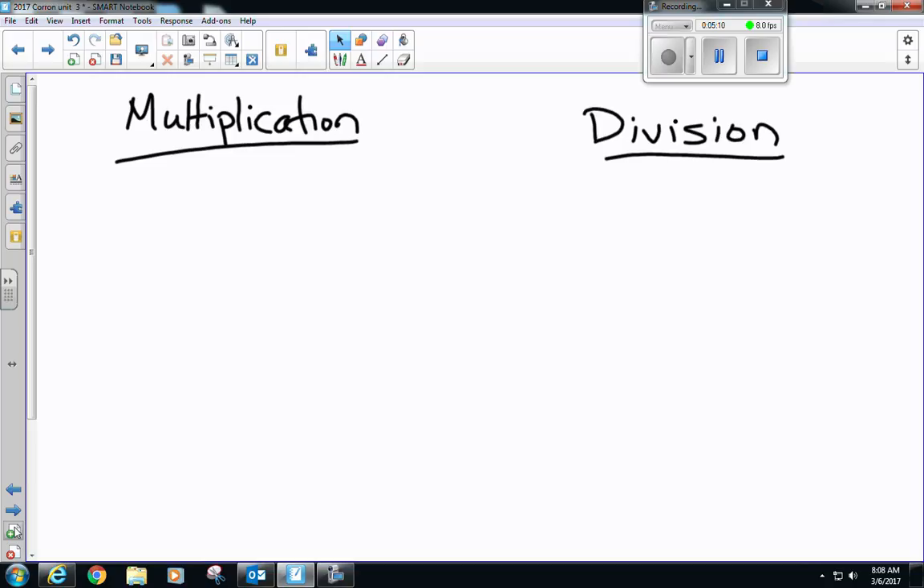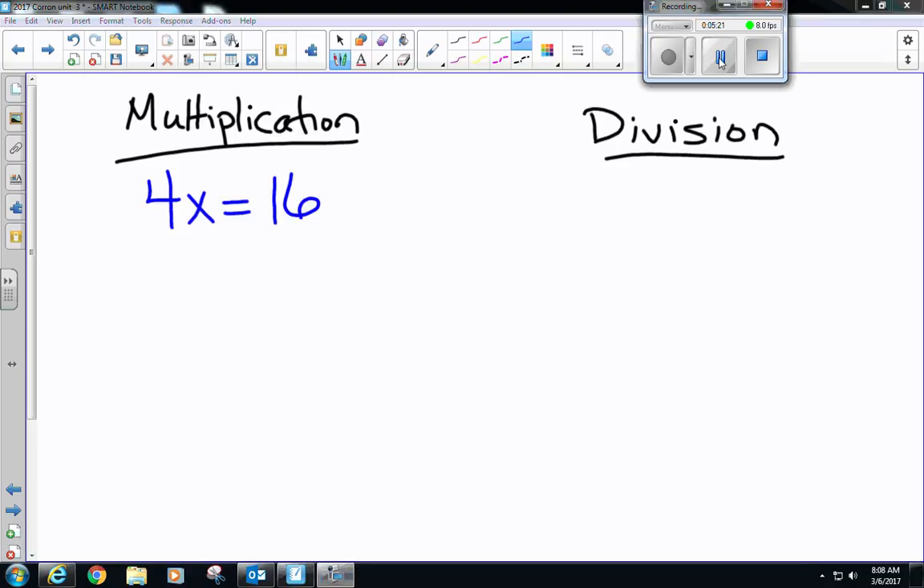You're pretty much always going to see a multiplication problem as something like this: 4x equals 16. With this part, the 4 and the x next to each other mean multiply. You are not going to pretty much see anything else. You're not going to see the multiplication sign, the dot, or the parentheses. You're pretty much only going to see number and letter. Remember, the number comes first and then the letter.